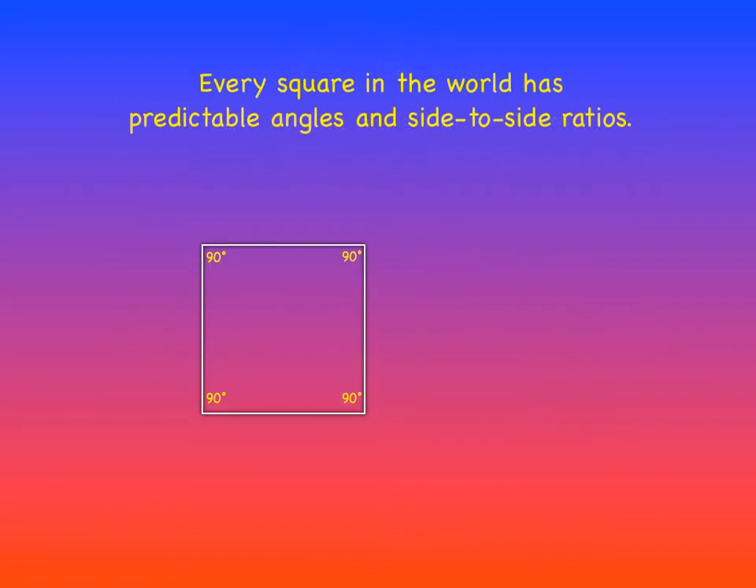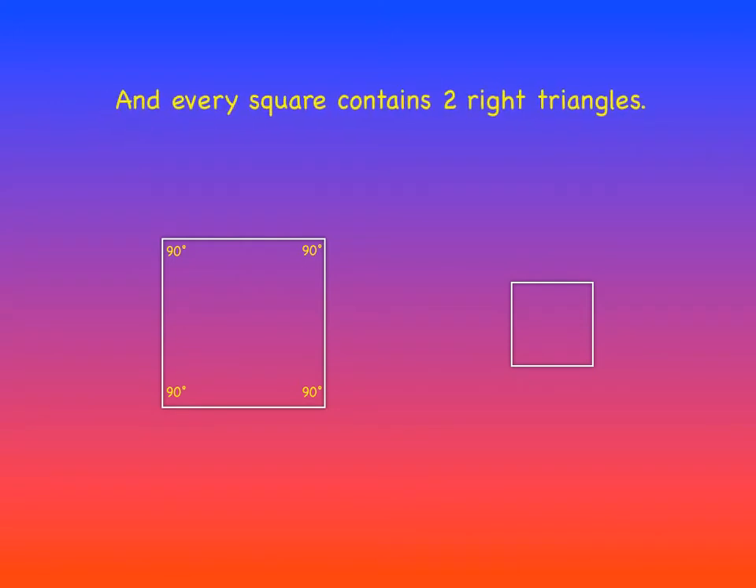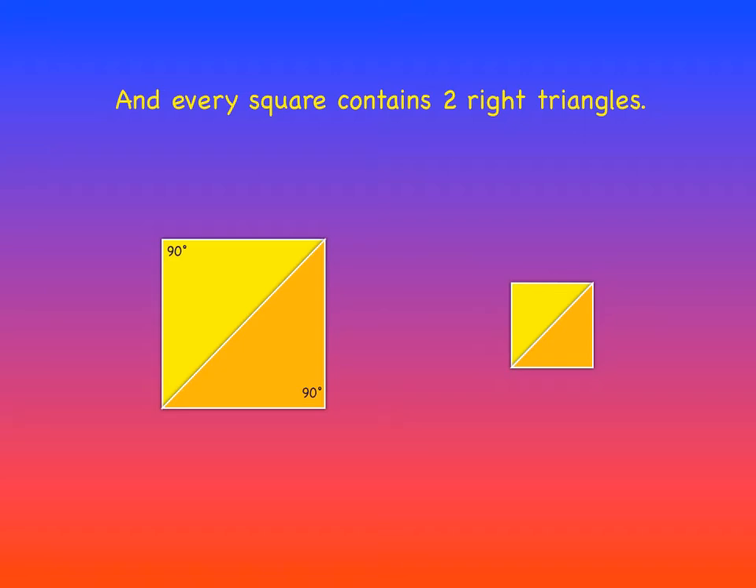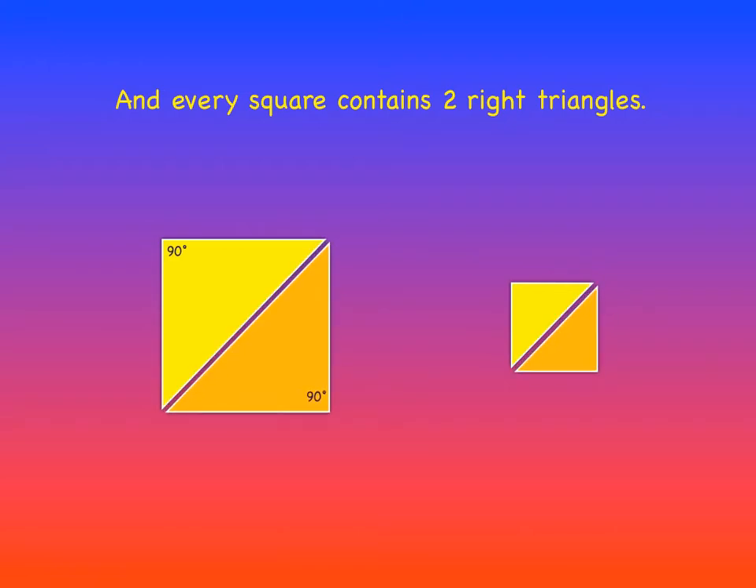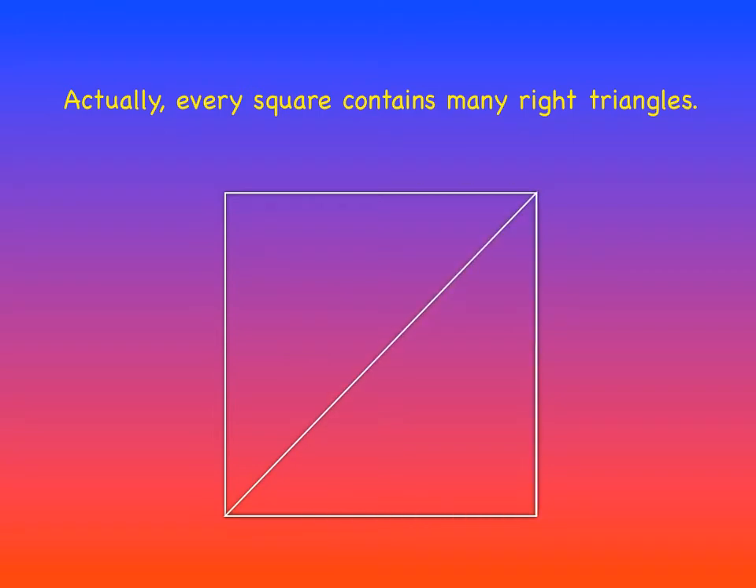Every square in the world has predictable angles and side-to-side ratios. Whether the square is big or small, the angles and the ratios are always the same. And every square contains two right triangles. Actually, every square contains many right triangles.